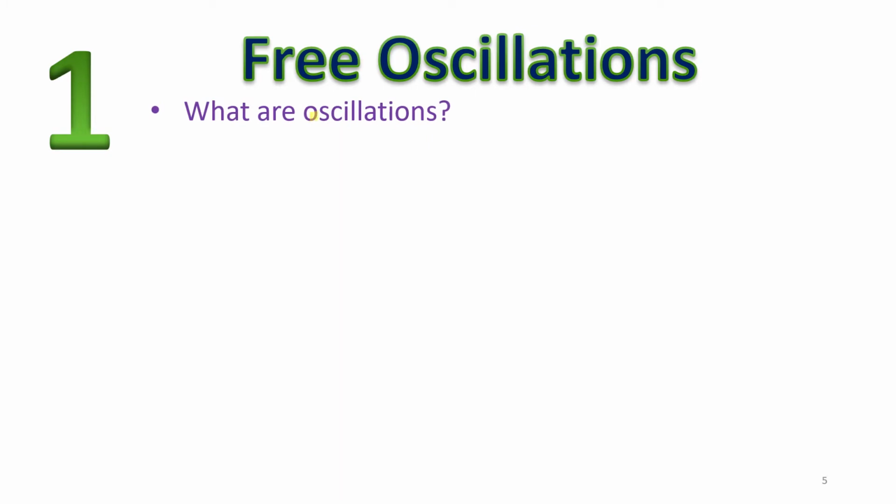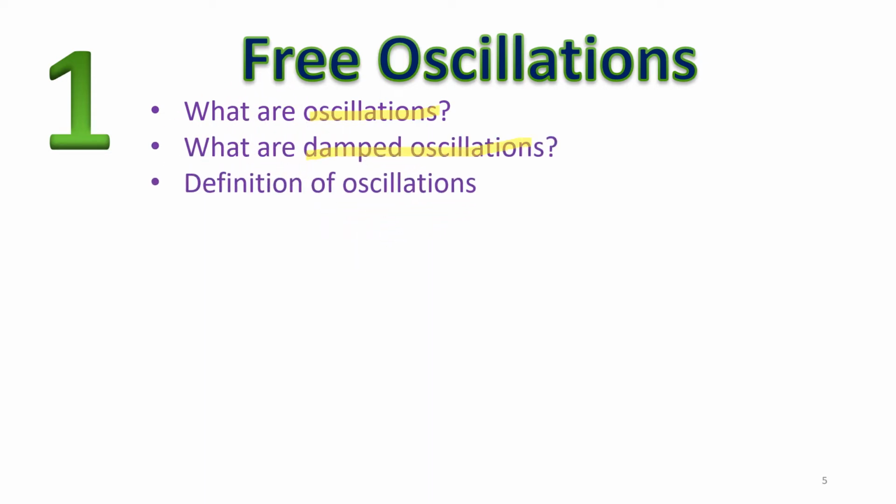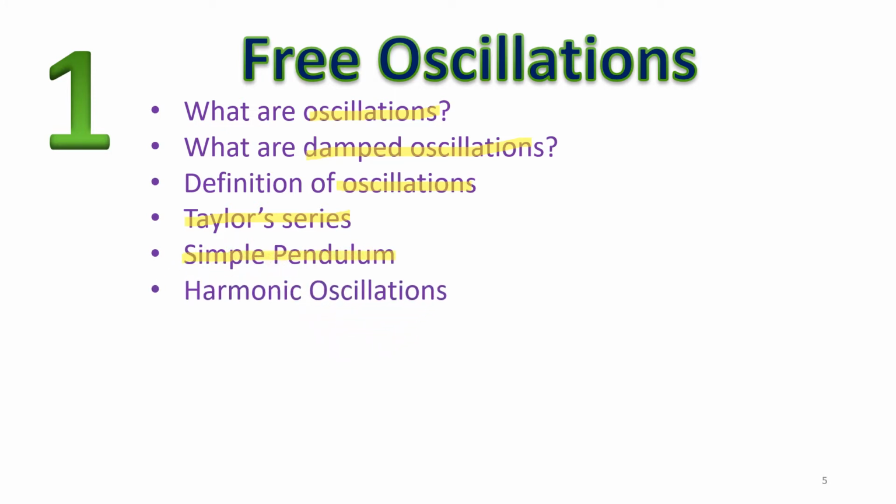These are oscillations. What are oscillations? What are damped oscillations? Then the basic definition of oscillations. We shall try to understand the Taylor series in a mathematical way, and then we shall apply that to the motion of a simple pendulum, and we shall conclude that the simple pendulum exhibits simple harmonic oscillations.